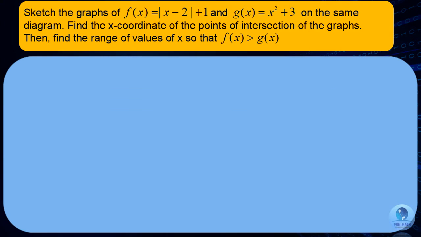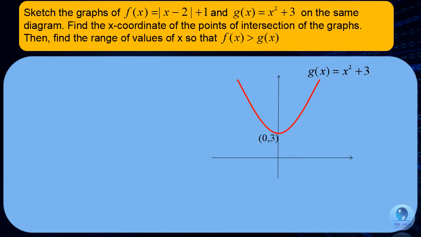Look at this question. Sketch the graph of f of x equals modulus x minus 2 plus 1 and g of x equals x squared plus 3 on the same diagram. Find the x coordinate of the points of intersection of the graph. Then, find the range of values of x so that f of x is greater than g of x.